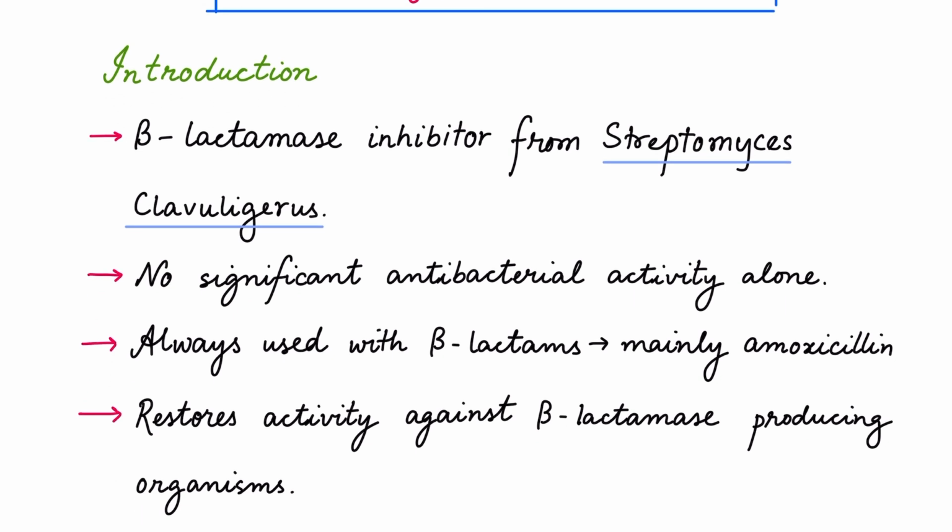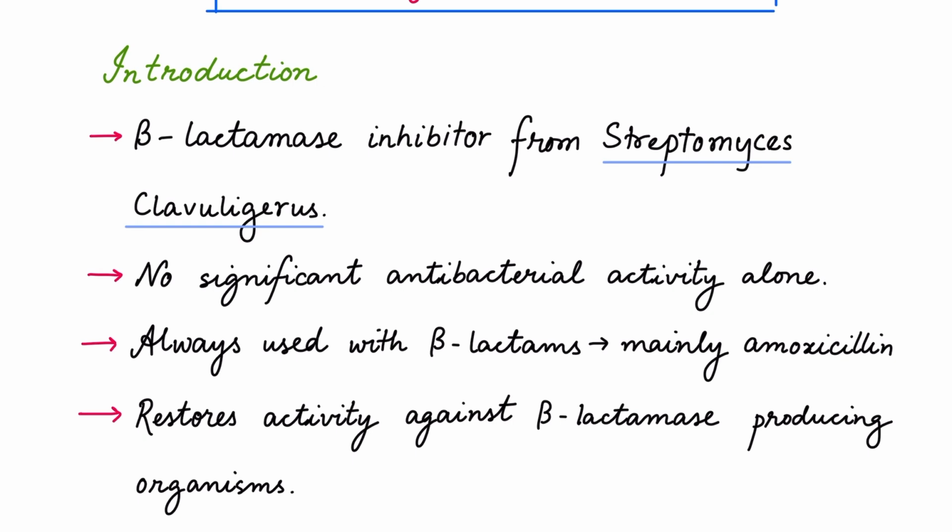Clavulanic acid is a beta-lactamase inhibitor that is obtained from Streptomyces clavuligerus. Now, beta-lactamase is an enzyme produced by many bacteria. Its function is to break the beta-lactam ring of antibiotics like penicillins and render them inactive. This is one of the major mechanisms of bacterial resistance.